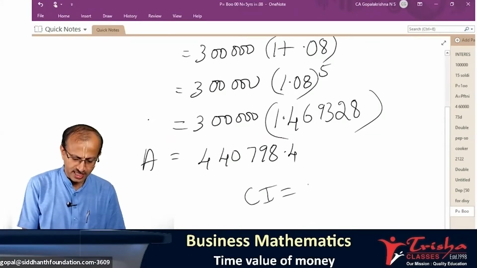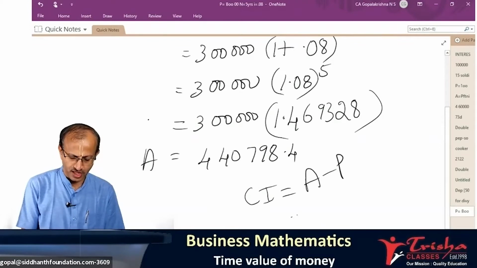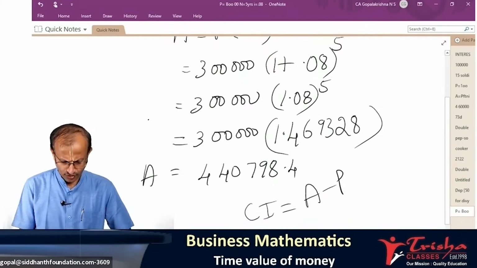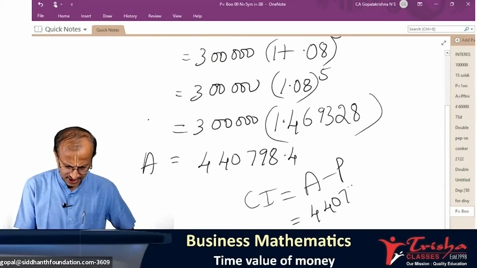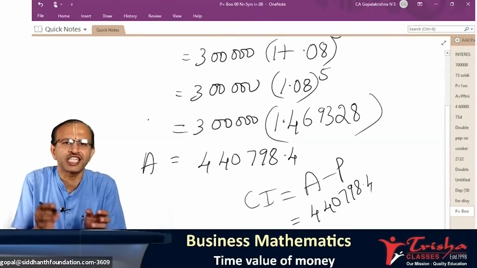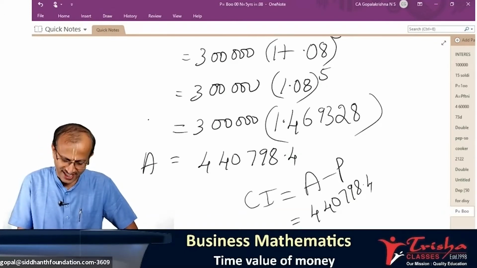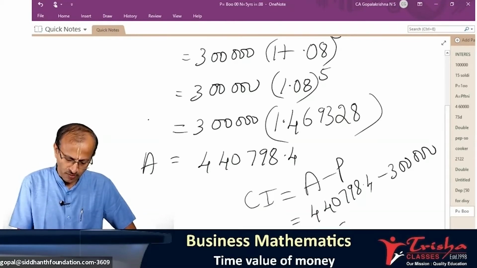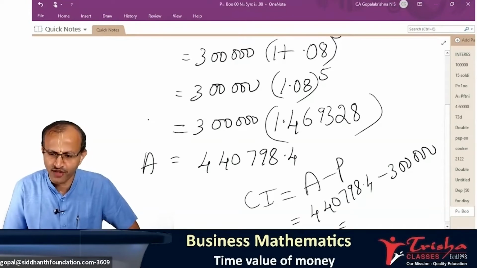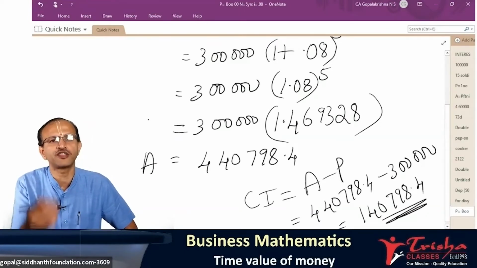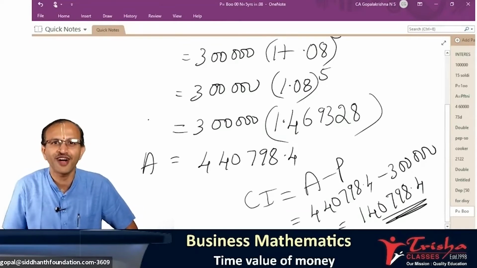Students, there is one more question they asked you. What is CI? CI is equal to A minus P. Amount minus principal. The amount you will get after the fifth year end, 4,40,798.4. Today's deposit is 3 lakh. At the fifth year end, Canara Bank will give you 4,40,798 minus, what is your deposit? Deposit is 3 lakh. So how much do you earn at the end? What is the gap? What is the difference? Difference is 1,40,798.4. So this is the income. This is your profit. This is your earning. This is your CI.